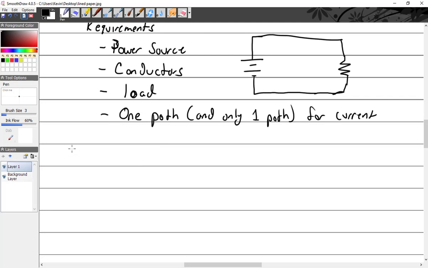Well, let's talk about a few other things here. I've mentioned some words here. What is voltage? Electrical potential. I often say it's electrical potential.